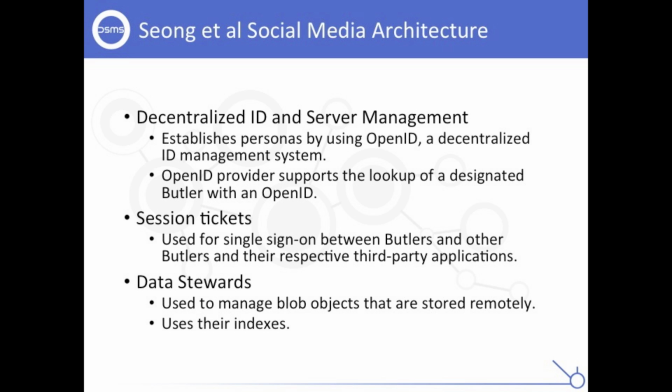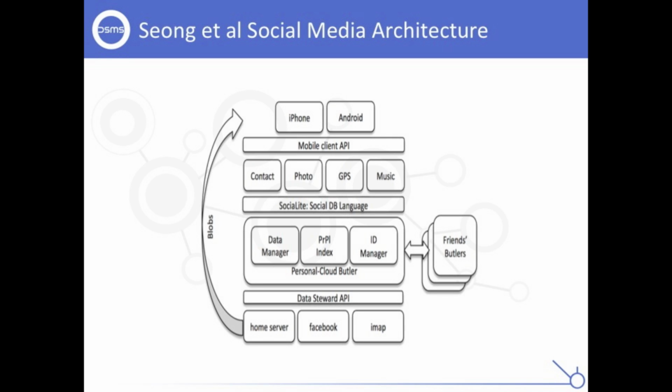Decentralized ID and server management establishes personas by using OpenID, a decentralized ID management system. OpenID provider supports the lookup of a designated butler with an OpenID. Session tickets, used for single sign-on between butlers and other butlers and their respective third-party applications. Data stewards, used to manage blob objects that are stored remotely. Uses their indexes. In this final image, we can see all the architecture of PRPL, which is based on cloud computing.